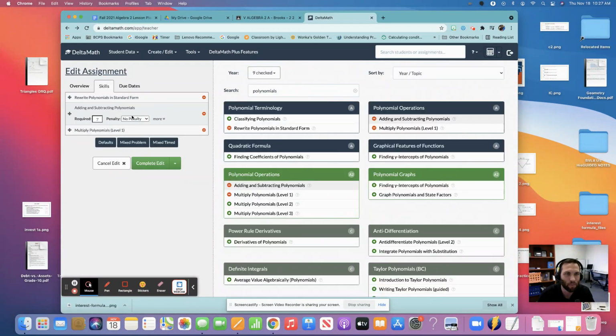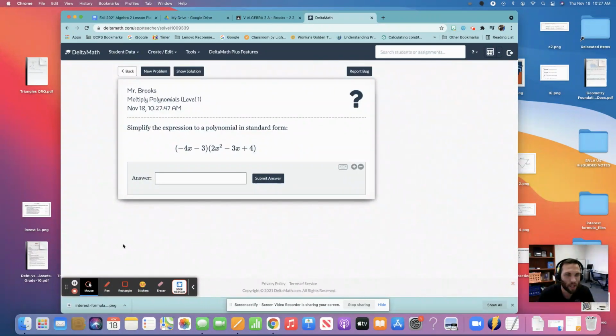Okay, so that's how to do that. And then last, you're going to multiply, and this is just like we did earlier with FOIL. Remember when we FOILed, we had two terms, like x plus 1 and x minus 6, and we double distributed: first times first, outside times outside, inside times inside, last times last.